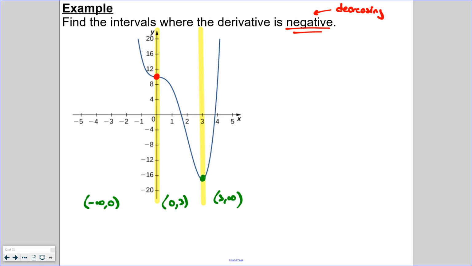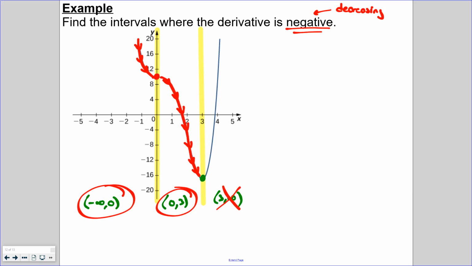Alright, so now we just need to determine where our function is decreasing. We can see that our function is decreasing on the interval -∞ to 0, and then it continues to decrease all the way down to 3. That's where it stops decreasing, because after 3, it increases. So the intervals for which our derivative is negative are going to be -∞ to 0 and 0 to 3.